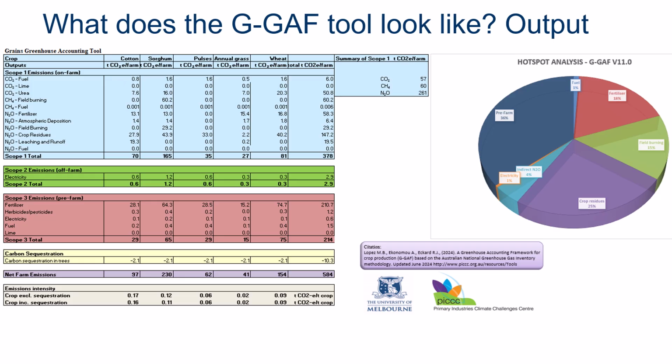The tool calculates total farm emissions as well as crop emissions intensity, showing the contributions of Scope 1, 2 and 3 emissions from different sources and gases. So by understanding where your emissions are coming from, you can see where efforts to reduce emissions would be best directed. There are also calculators other than the GGAF tools available online, so you should do some comparisons to see which is the best for you.